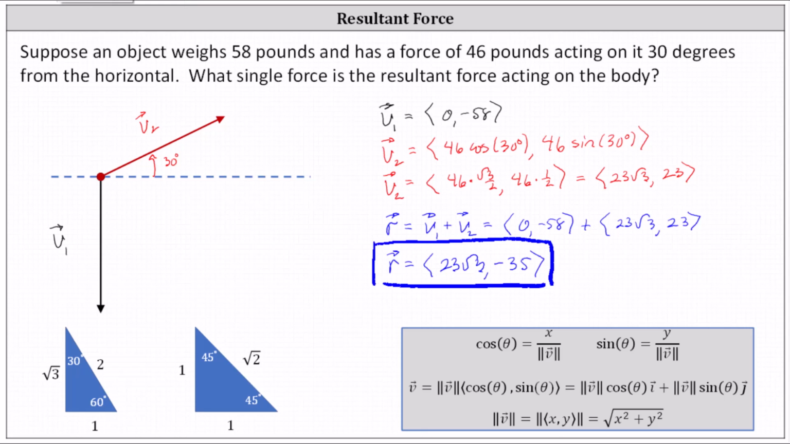But let's also show the sum of the two vectors graphically. One way to add the two vectors is to place the initial point of vector v sub 2 at the terminal point of vector v sub 1, which would look like this, and then sketch a vector from the initial point of vector v sub 1 to the terminal point of vector v sub 2, which would give us this vector here, which is the resultant vector. This vector has an x component of 23 square root 3 and a y component of negative 35.